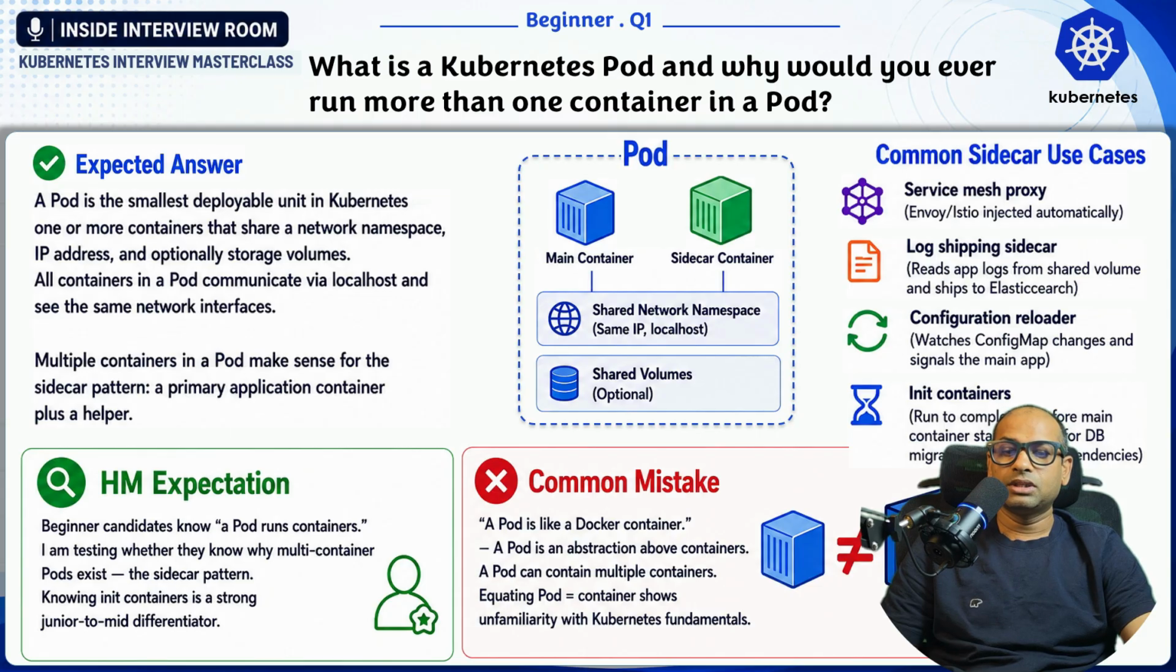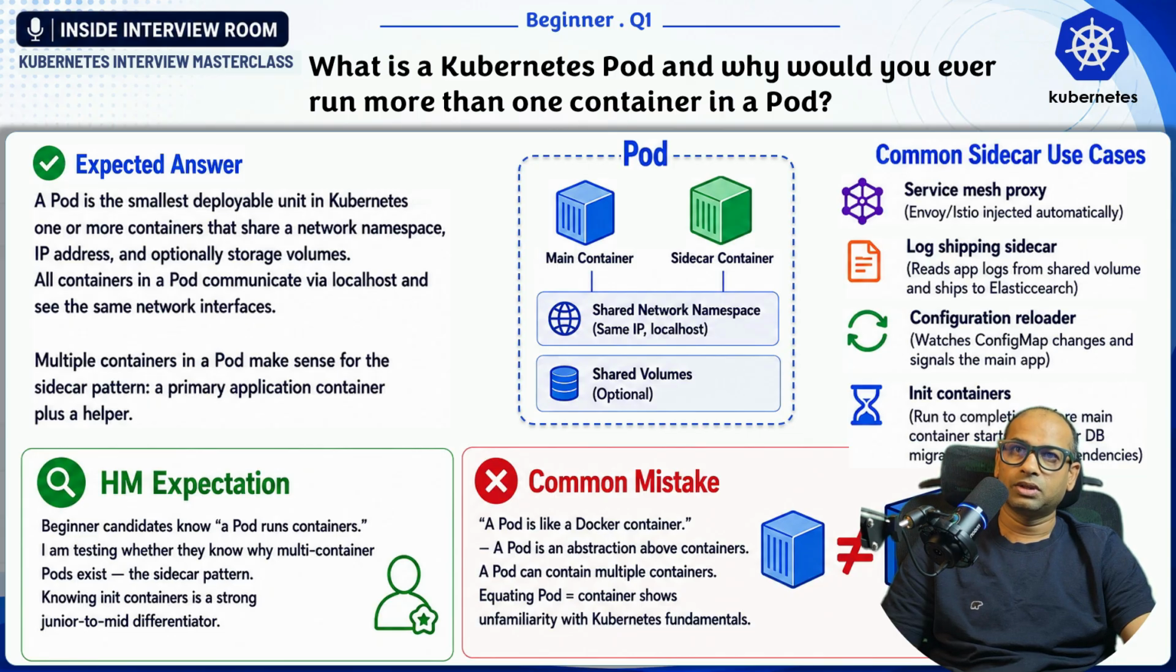What are the common mistakes? Saying a pod is like a Docker container. A pod is an abstraction above the containers. A pod can contain multiple containers. Saying pod is equal to container shows unfamiliarity with Kubernetes fundamentals.